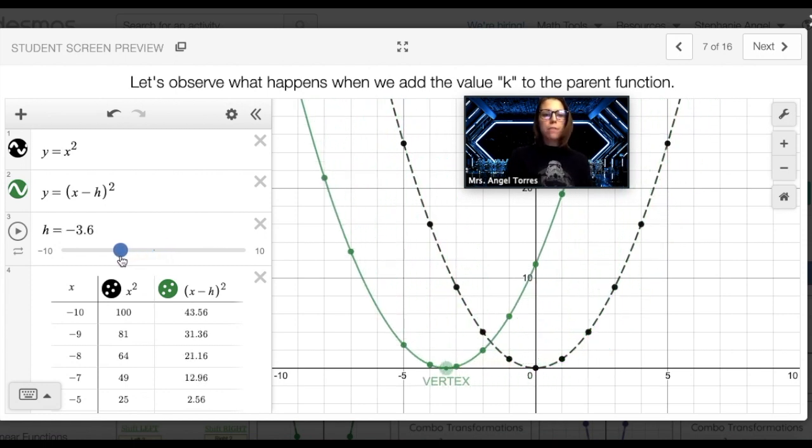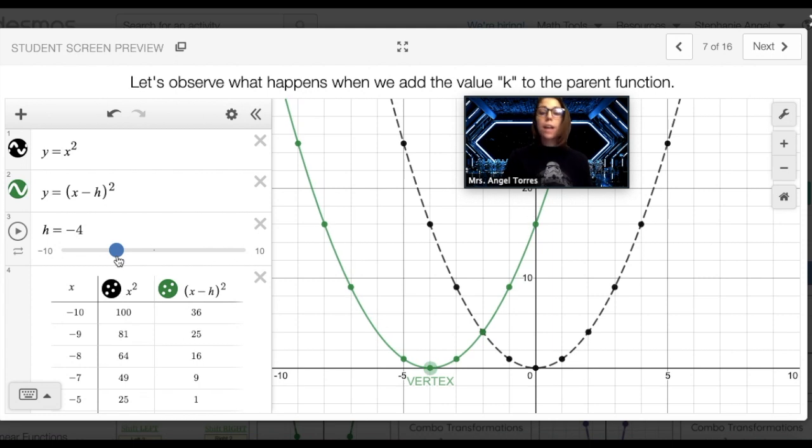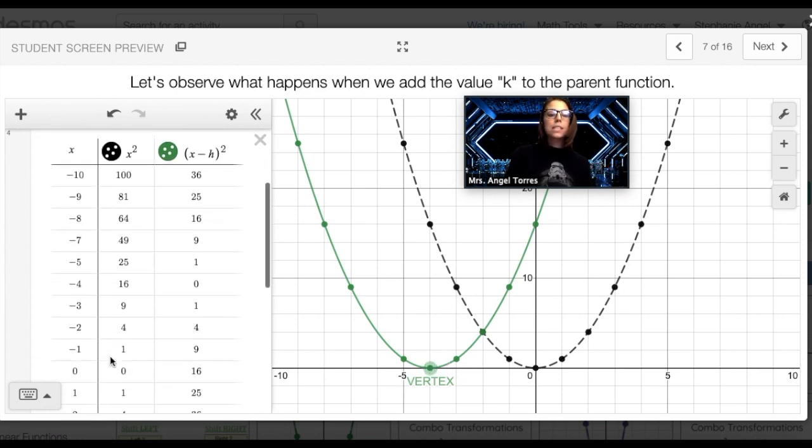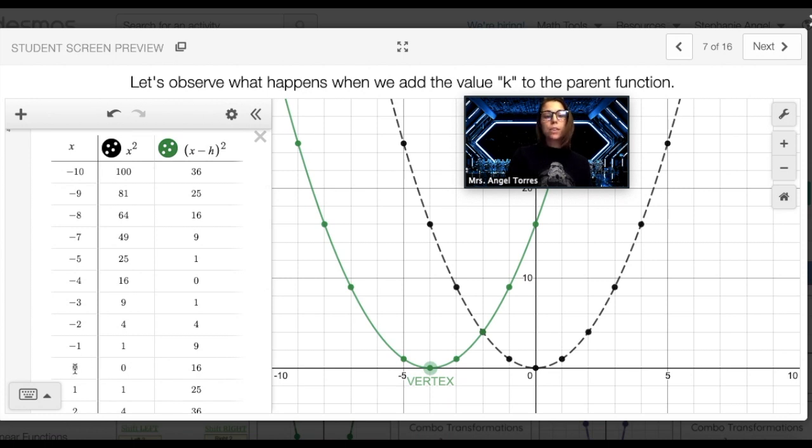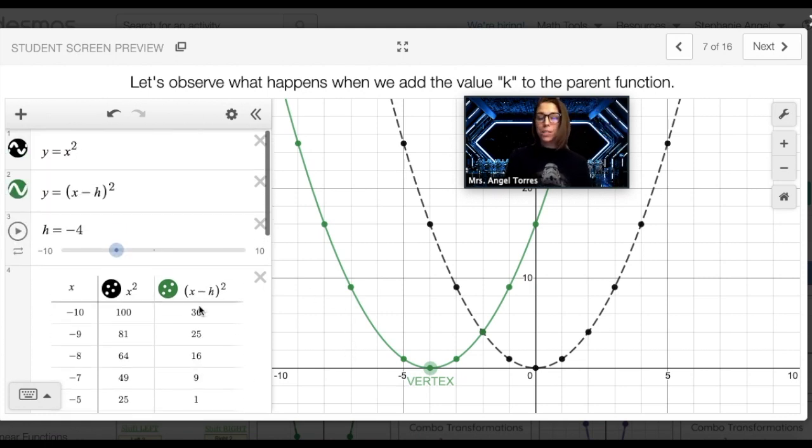Well, now my graph is starting to shift to the left, and that's because my vertex, which used to be at 0, 0, is now at negative 4, 0. In the table, you can see that change. It used to be at 0, 0. Now it's at negative 4, 0, which means all of my other outputs, or this pattern, has now shifted 4 units in the opposite direction.